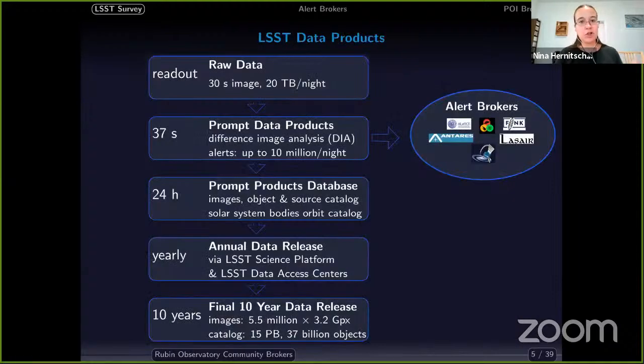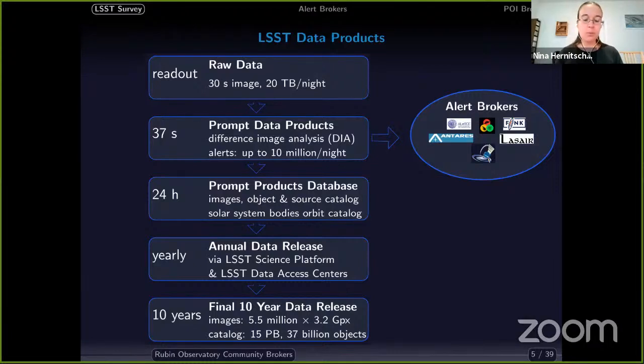LSST will generate so-called data products. This is data that will be available to users in the astronomy community, but it will also be available to the public quite early on. What is going on in the processing pipeline is, after readout, we will have raw data immediately, and just 37 seconds later, so-called prompt data products are calculated from different image analysis. And this is where the alerts are generated, which will then serve the brokers.